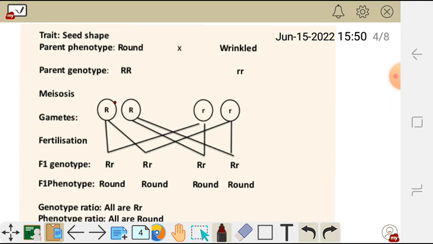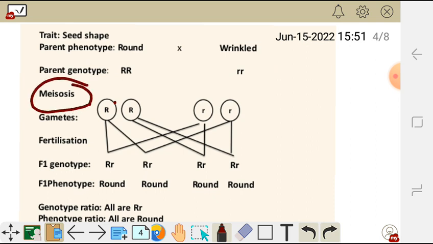For a genetic diagram, we don't draw a Punnett square. What we do is identify the trait first, which in this example is seed shape. We identify the parent phenotype, the appearance of the parent, which we said is round shape crossed with the wrinkled shape. Then the genotype of the parent, which is the genetic makeup of the parent. For the round seed, we have homozygous dominant, so it is capital letter R and capital letter R. For wrinkled, it is recessive, so we are going to represent it with small letter r.